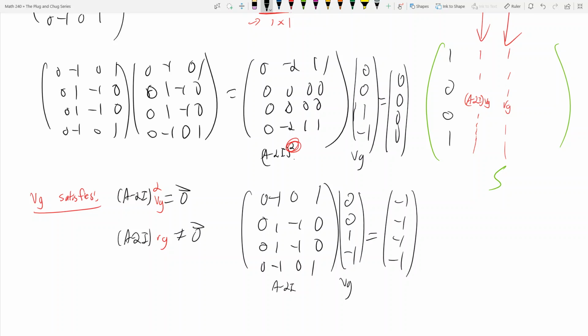And so, what now? Well, this guy happens to be (A minus 2I) times VG. So that's handy because it can just go here. So now I can just put negative 1, negative 1, negative 1, negative 1 up there, and I can put VG there. And so now it's 0, 0, 1, negative 1. No problems, right? Good.